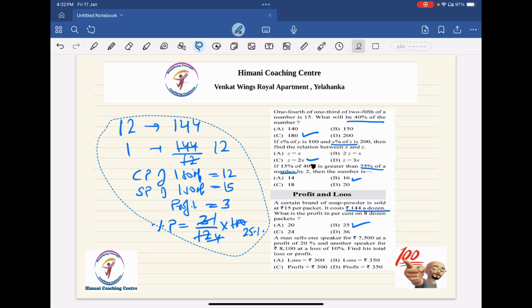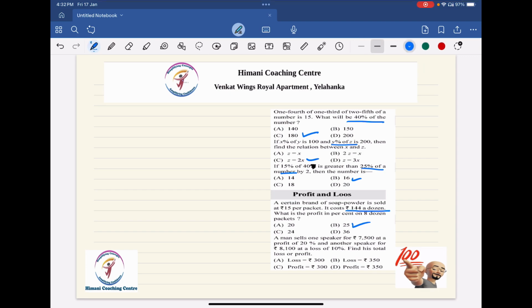Okay, students. Now let us move to the next question. Here it says a man sells one speaker for 7,500 at a profit of 20%, another speaker for 8,100 at a loss of 10%. Find his total loss or profit. Selling price is given. So what will we do? So cost price would be what?